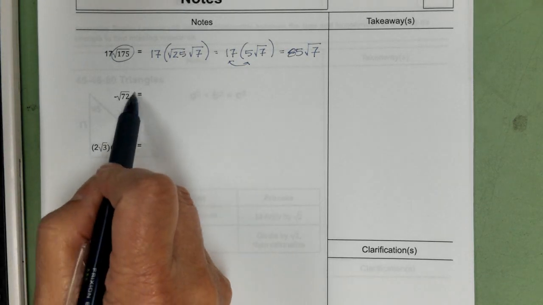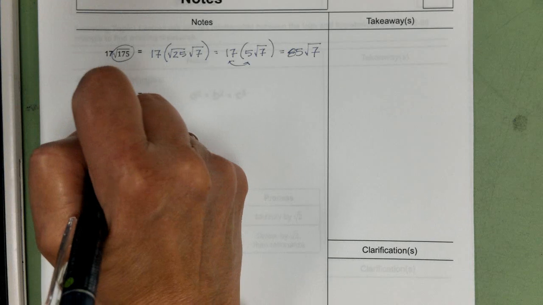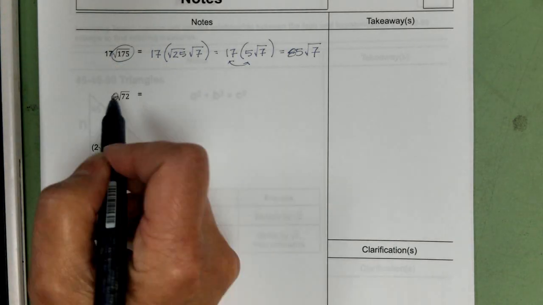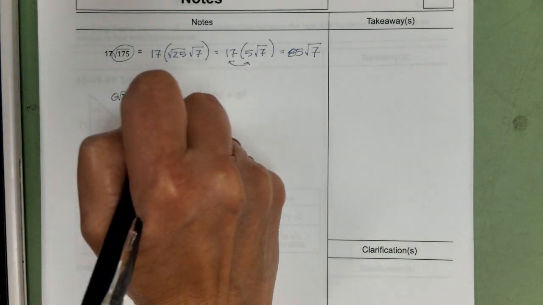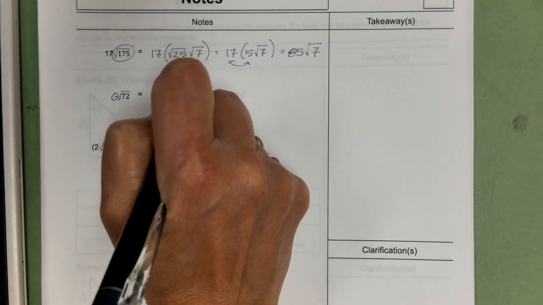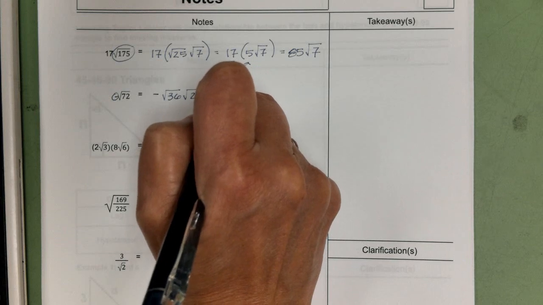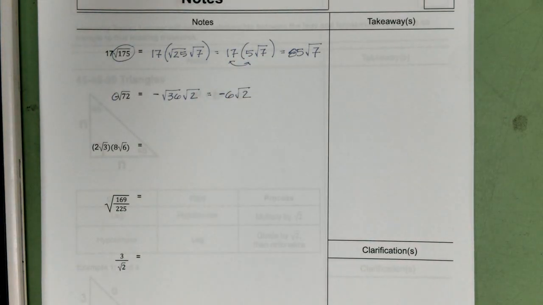Continuing on, using your calculator, now you'll notice that there appears to be a negative sign in front of here. So I'm going to carry that negative sign. When I use my calculator, I find that the largest perfect square is 36. So I have the square root of 36 times the square root of 2, which gives me negative 6 square root of 2.